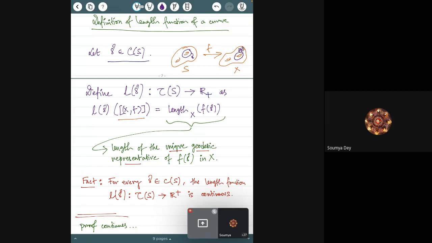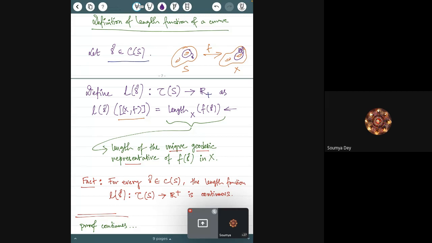Now what this notation is telling us is that in the isotopic class of this f gamma, there is a geodesic, in fact a unique geodesic. This is a theorem that says it exists. So you consider that unique geodesic representative from the isotopic class of your f gamma, and it has a length. It is basically the shortest curve in that isotopic class. You say that the image of your xf is that length.